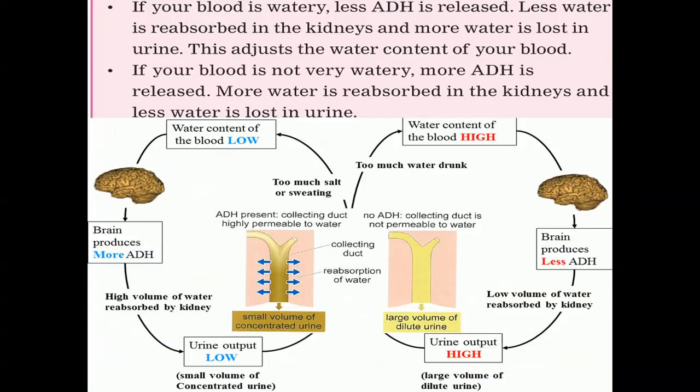So here's a summary where you can see in the middle how the collecting duct permeability changes. If there's more ADH, the collecting duct becomes more permeable, so there's more reabsorption of water by osmosis. Whereas if there's no ADH secreted by the pituitary gland, the collecting duct is not permeable to water, so less water is reabsorbed back into the blood.